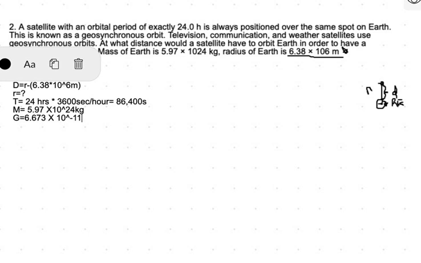You don't actually even need to write them down. So I'm just going to leave them blank. Actually, I'll put them in. So it's Newton meter squared divided by kilogram squared. Okay, so now we should have enough variables in order to solve this equation.